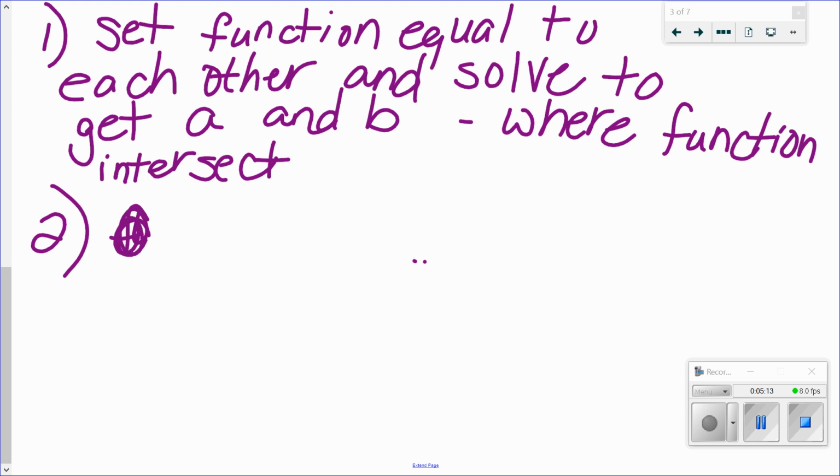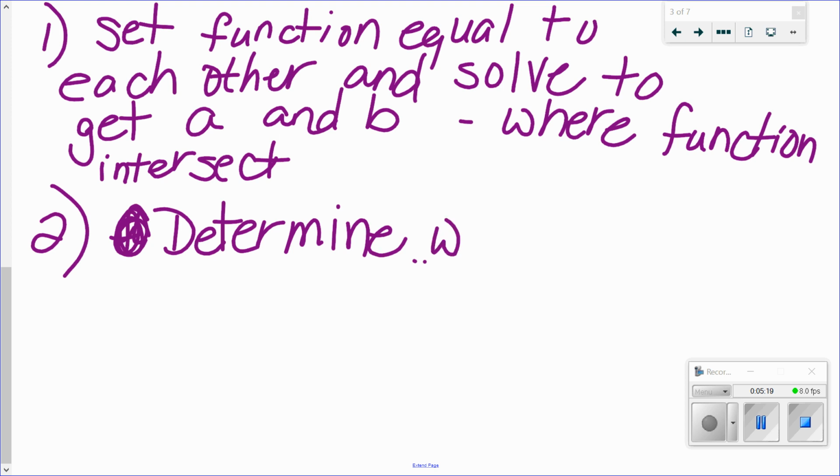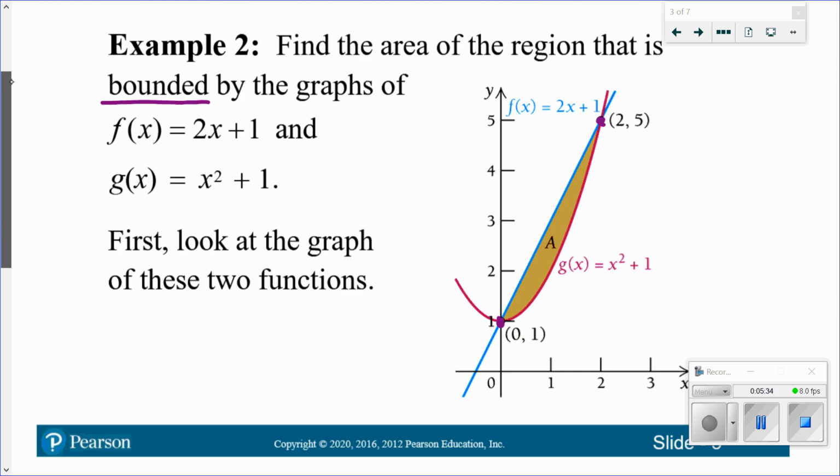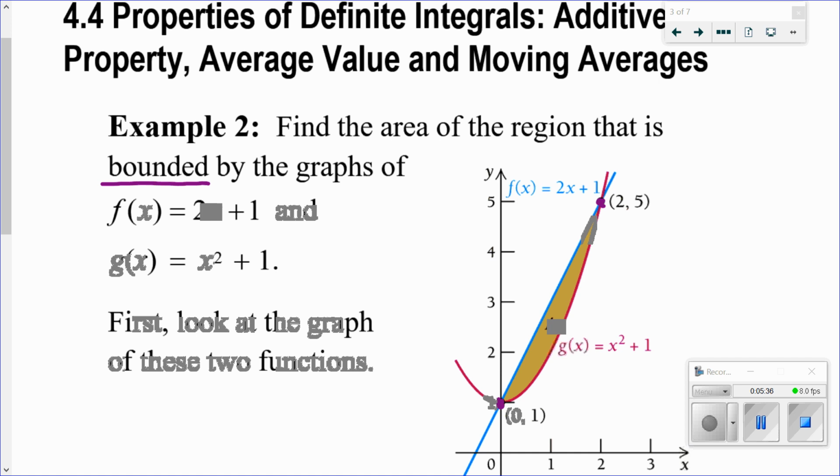I'm going to change my mind here, determine which function is on top. Okay, now that is very important. Let's go back up here and look at this. Now, I would recommend that the first thing you do is to put both of these in your calculator.